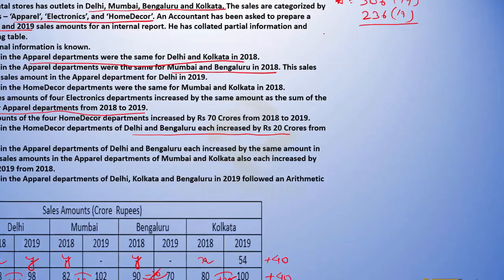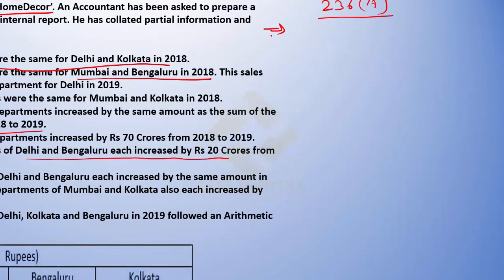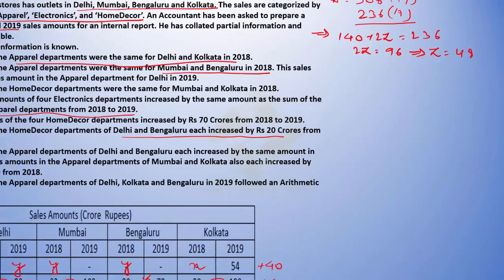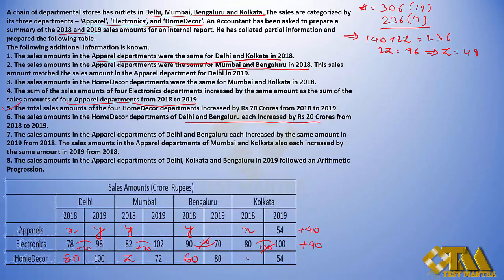So let's try to utilize this part here. So 80 plus 60 is nothing but 140, plus 2Z is equal to 236. Also I can say 2Z is nothing but 96. My figure Z is equal to 48. I'll mark this part and I'll insert the value. So this is a part which I can insert directly now. So this figure is supposed to be 48. This will be nothing but 48. So I have marked these values here. Right, let's go for the other informations.